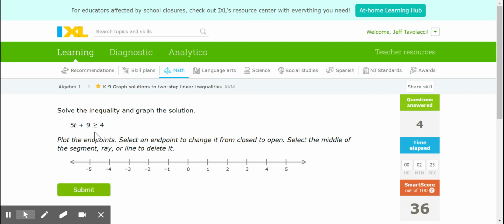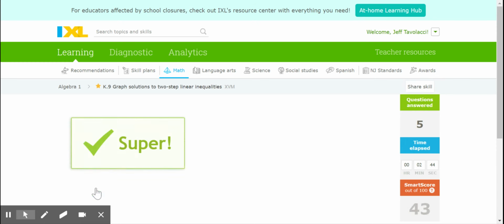Okay, 5t plus 9 is greater than or equal to 4. We would start off by subtracting 9. 4 minus 9 is negative 5. Negative 5 divided by positive 5 is negative 1. Since we divided by a positive, nothing's going to flip. So from negative 1, we want that point and everything greater than that.